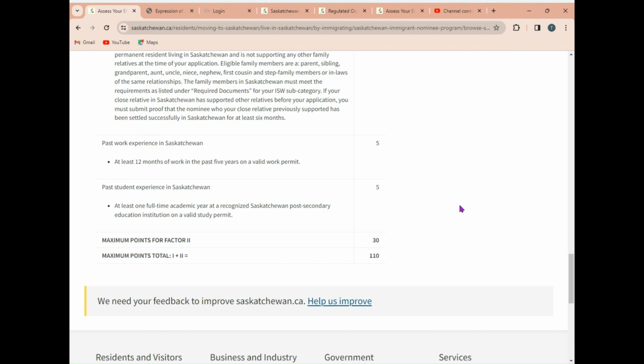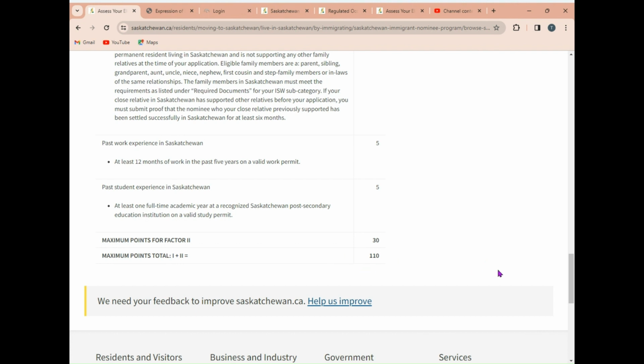Also past work experience. If you have experience in Canada for at least 1 year in the past 5 years on a valid work permit, you score 5. Then if you have studied in Canada for one full-time calendar year, so if you run a 2-year course and you have spent 1 year, you can claim this point. That means you can start your application after 1 year. So long as you have that under a valid study permit, you can pick 5 points. The highest point in this category is 30, right?